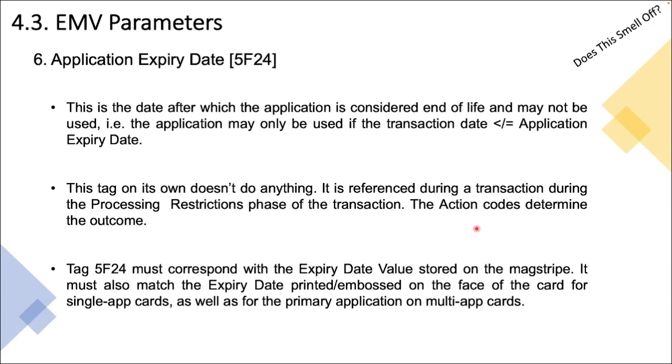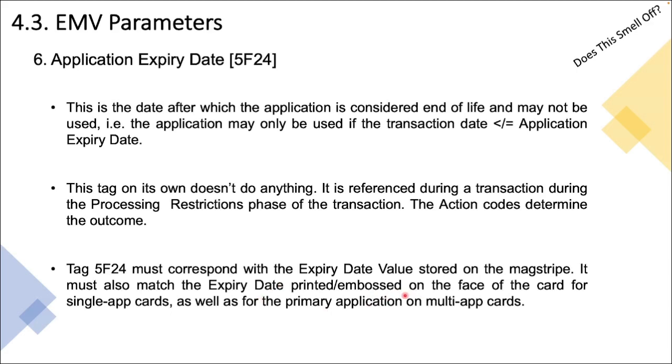The application expiry date, right? Tag 5F24 that we write on the chip. Remember, we're talking about this tag as it lives on the chip, within the application. It must correspond with the expiry date value that we store on the magstripe. It must also match the expiry date that we print or emboss on the face of the card for single-app cards, as well as for the primary application on multi-app cards.